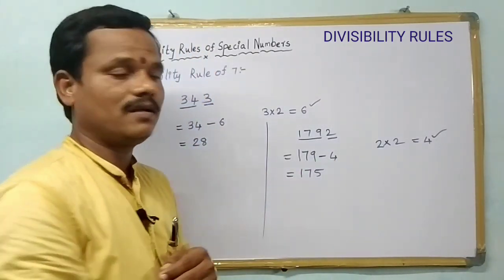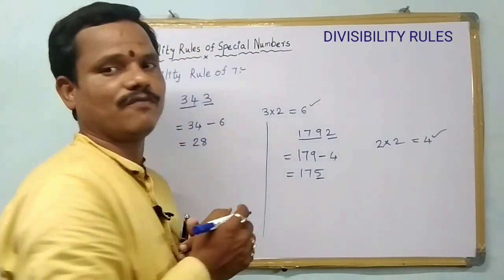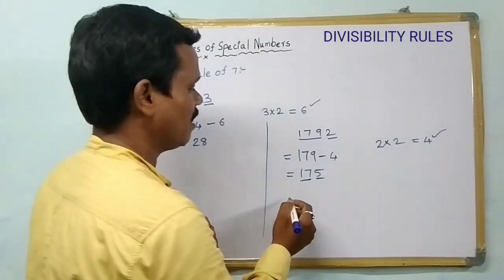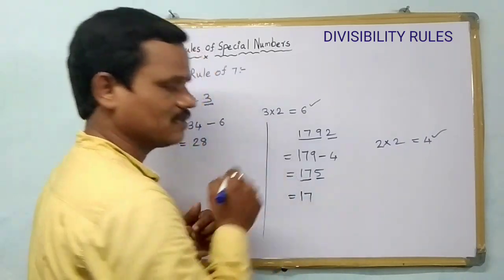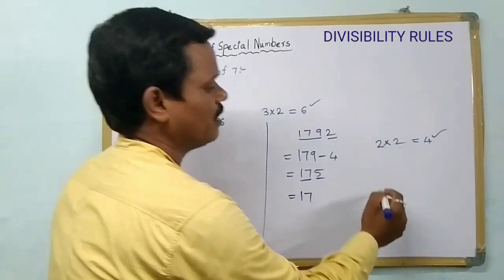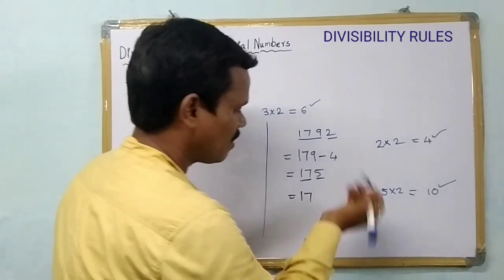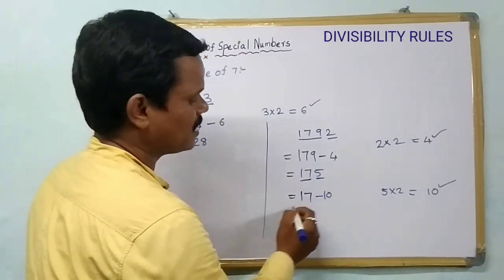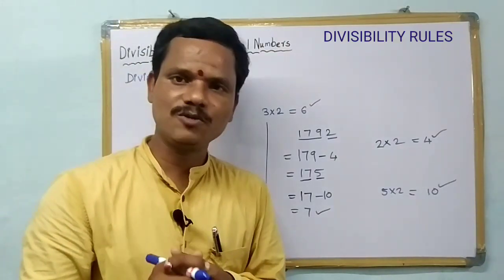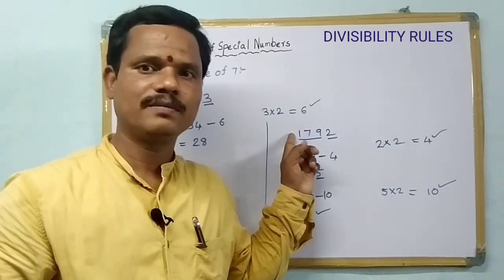Again, do the same procedure. Now again, the unit digit is taken as the first part and the remaining digits are taken as the second part. Write the second part as it is. Now again multiply the unit digit by 2. 5 twos are 10. Now subtract 10 from the second part. What is the resultant value? 7. This last value is divisible by 7. So 1792 is also divisible by 7.